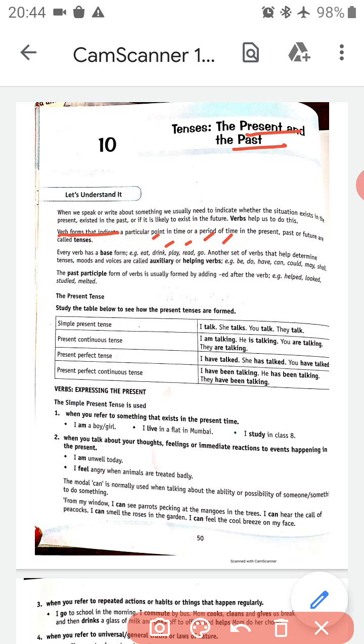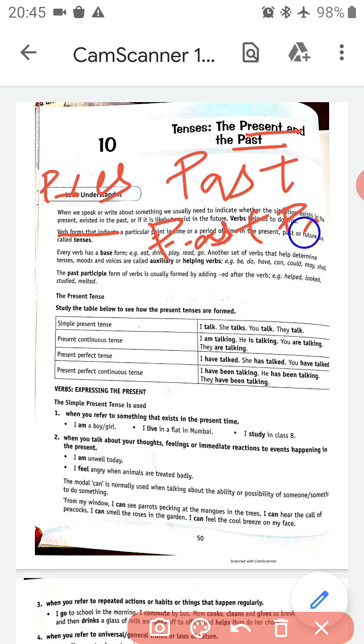These are the base forms of the verb, or they are also called the main verb, and sometimes these main verbs require the help of some other verbs to clear their meaning, and they are called auxiliary or helping verbs. The past participle form of a verb is usually formed by adding ed after the verb. Sometimes there are three forms of a verb. The first is present, the other is past, and the third form is past participle. So how do we make the past participle form of a verb? It is made by adding ed after the verb.